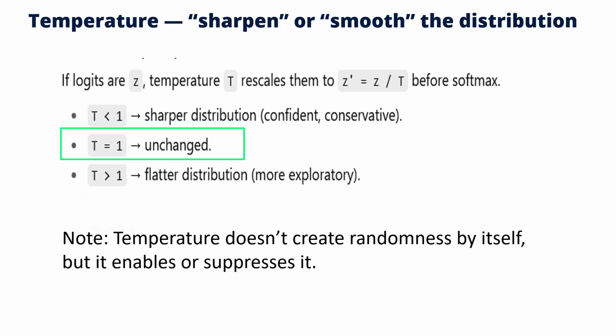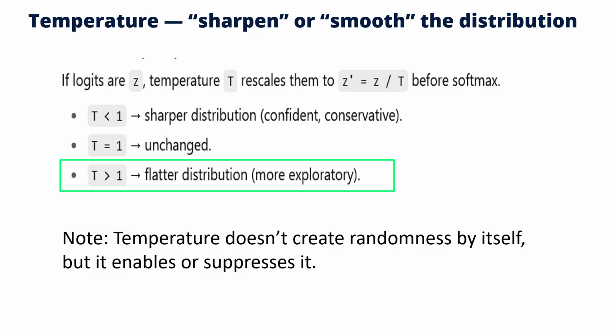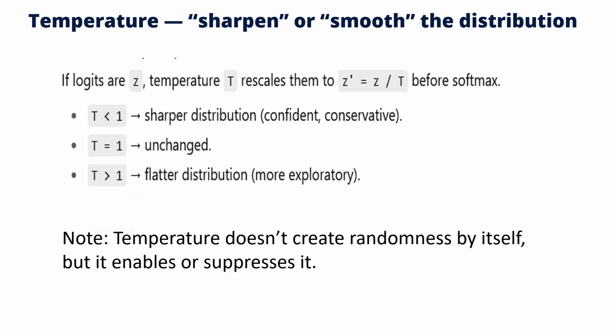When T is equal to 1, the distribution is unchanged, a balance of diversity and accuracy. When T is greater than 1, the distribution flattens. The model becomes more exploratory, even picking less likely tokens. And in many libraries, T equal to 0 means greedy decoding, where the model always picks the single most likely next word. So temperature is like the creativity dial for AI responses.